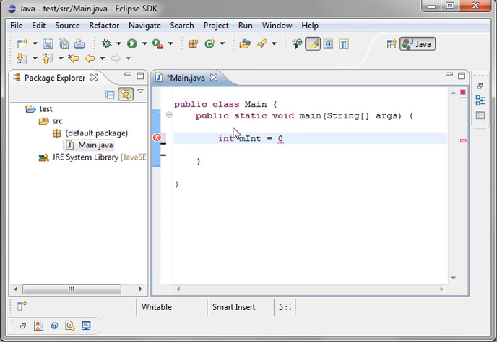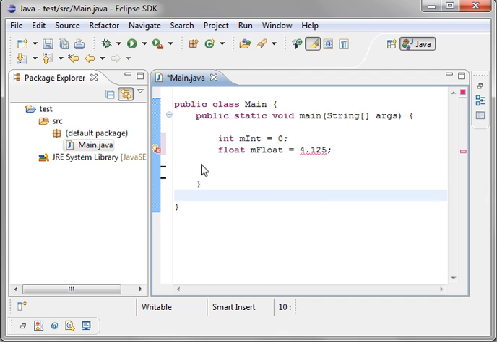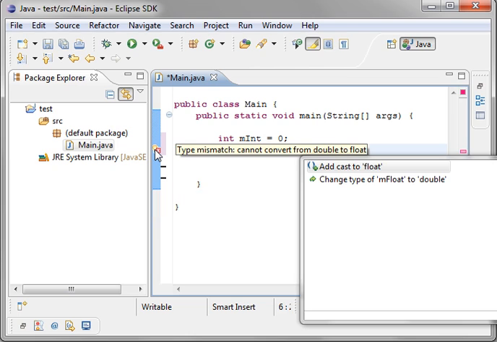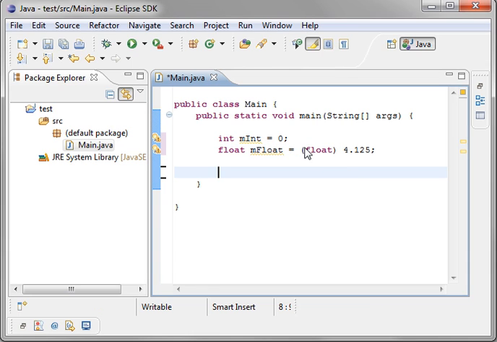So we'll say we have our integer of 0, and we will make a floating value, a float, and we will say this is 4.125. Now, if you're wondering what that little f at the end is, that just means we're denoting that as a float. See, if we take that out, it doesn't like it. It says, drumroll, cannot convert that. So we have to change either to a double, or we have to add a cast to float. That's also legal, but it's just easier to use the shorthand and just put a lowercase f behind it.